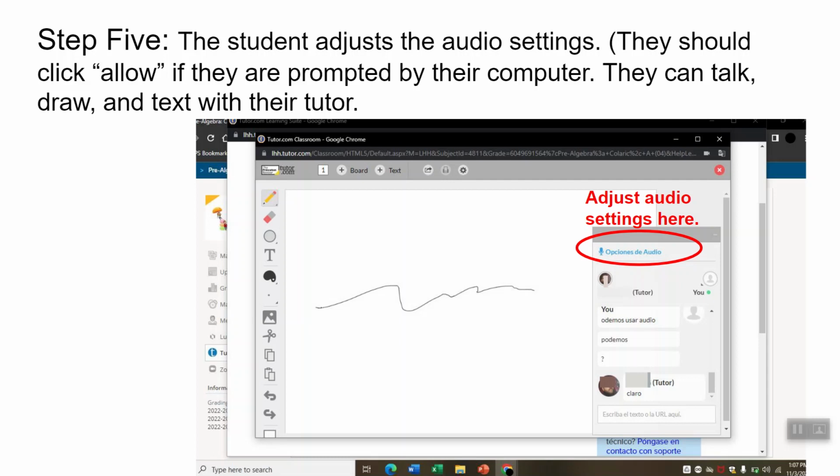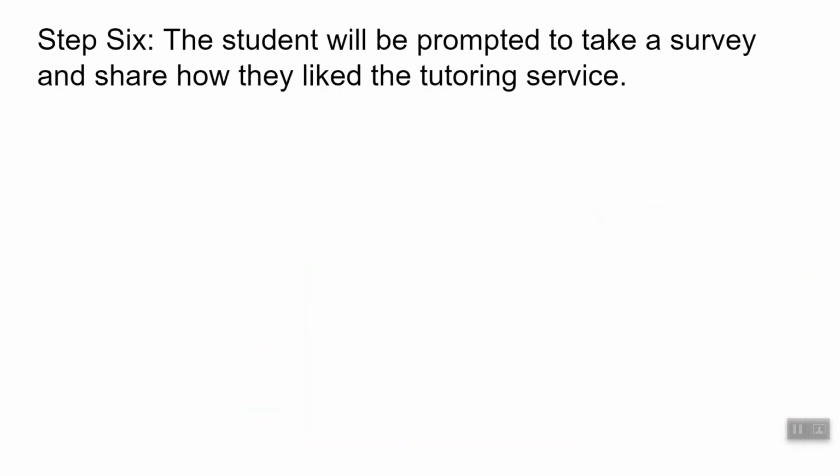And after that, they can talk, they can draw on the whiteboard, and they can text in the text box with the tutor. So there's three different ways that the student can communicate with the tutor. I think it's great because they can both draw on the whiteboard at the same time.